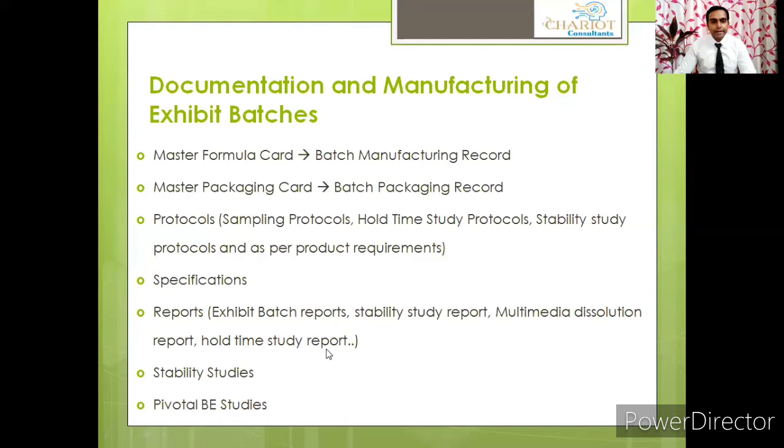The whole study report needs to be generated. The stability studies, which I have already told you, will be captured in your stability study report. And finally, the pivotal BE studies. Pivotal BE studies are a larger scale of bioequivalence studies compared with your pilot bioequivalence.